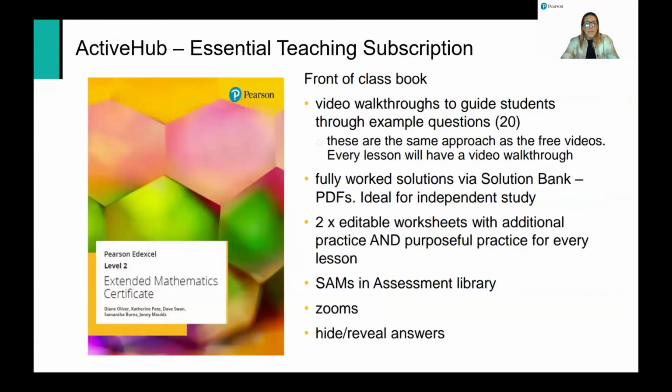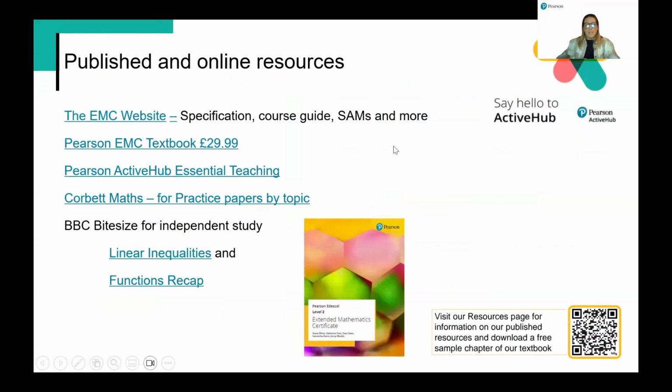I mentioned Active Hub. You get that interactive book. There are video walkthroughs, I'll talk about those as well in a second. Fully worked solutions, they're in PDF, and they're great for students to have independently. There are editable worksheets. I've mentioned the SAMs. You can zoom in and zoom out. You can hide the answers, reveal the answers if you're in a school where students are working in an IT room and you're giving them the access, or iPads, etc. They can use that functionality.